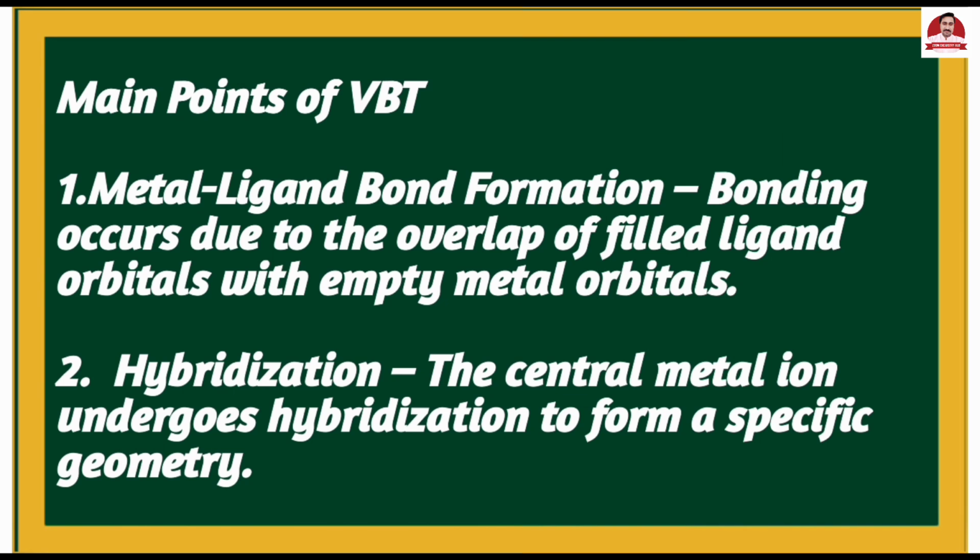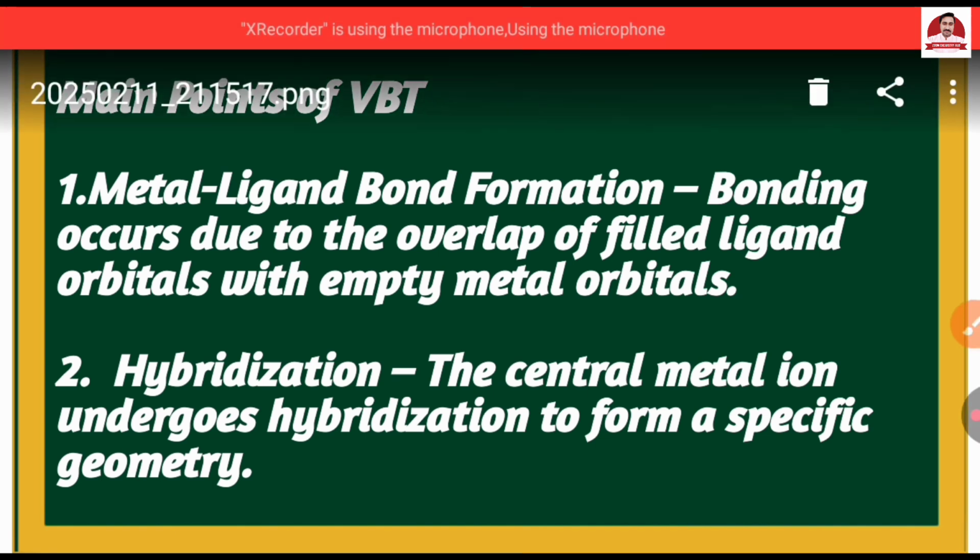Now we will discuss the main points of VBT, valence bond theory. First point, metal ligand bond formation. The bonding occurs due to the overlap of a filled ligand orbital with an empty metal orbital. That is, the bonding occurs between the ligands and the metal atom, and the metal atom has empty orbitals and the ligand has a pair of electrons in its orbital.